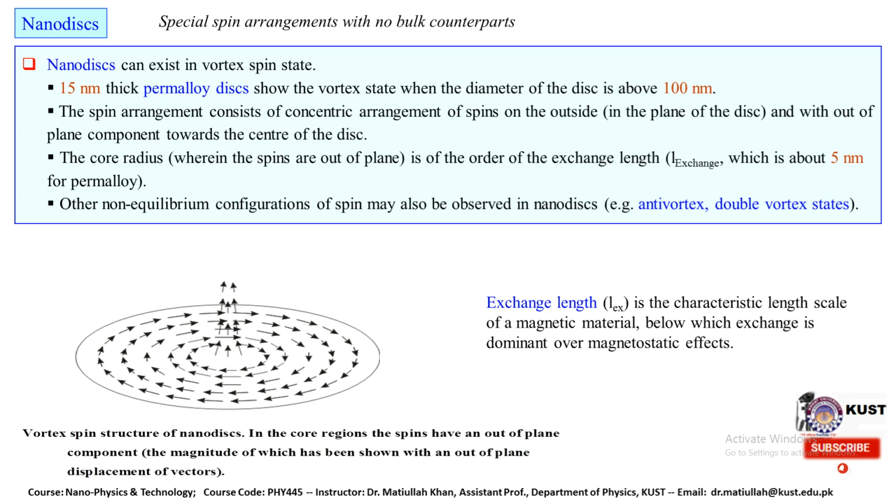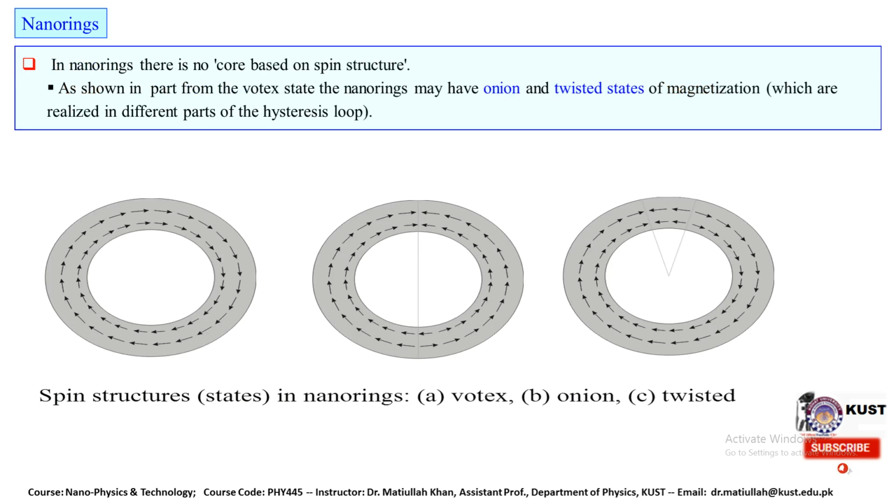We have other applications where we can use nanodisks. We can store data, and that is one application of magnetic nanoparticles. For example, a 15 nanometer thick permalloy disc shows a vortex, where the diameter of the disc is about 100 nanometers. This can be used for special types of applications. We also have nanorings, where the magnetic moments are arranged in a different order, and these are also used for special applications.